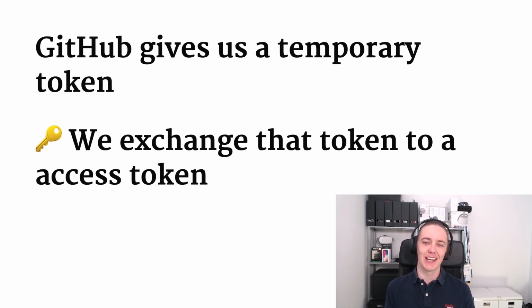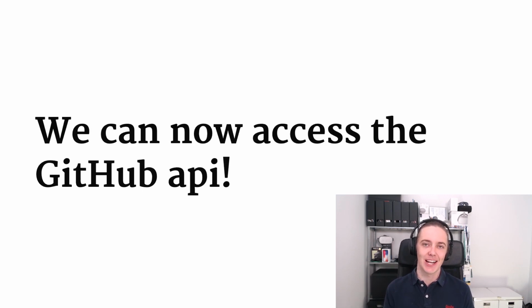With that, we get a small temporary token, and that small temporary token basically gives access. We can exchange it at GitHub with our client secret to get an access token, and with that access token, we have access to the GitHub API.